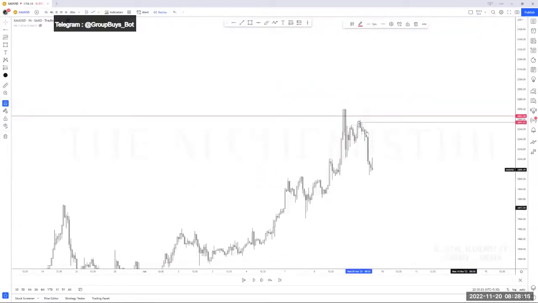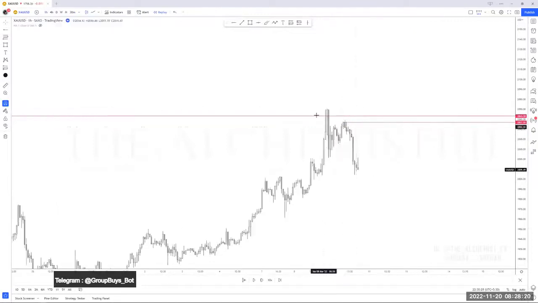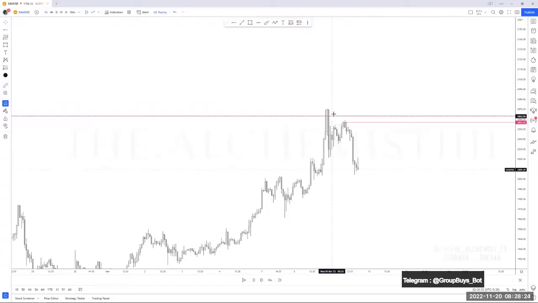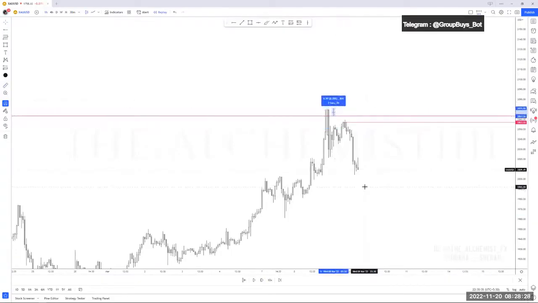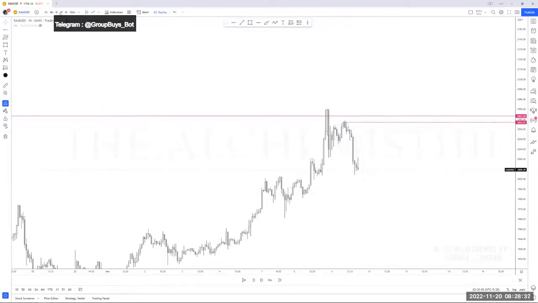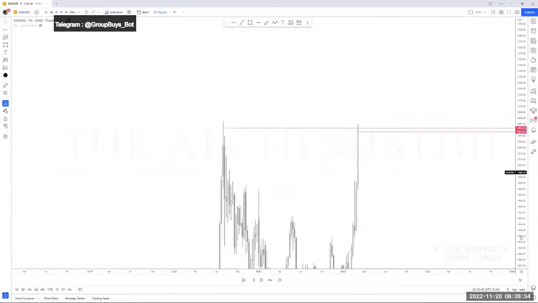Okay, so this was my entry, not from here, not from here. You see, this was a very high risk entry for me, because even if I just directly took my sell from right here, it would have been a huge drawdown, an 80 pip drawdown. So I don't want that.